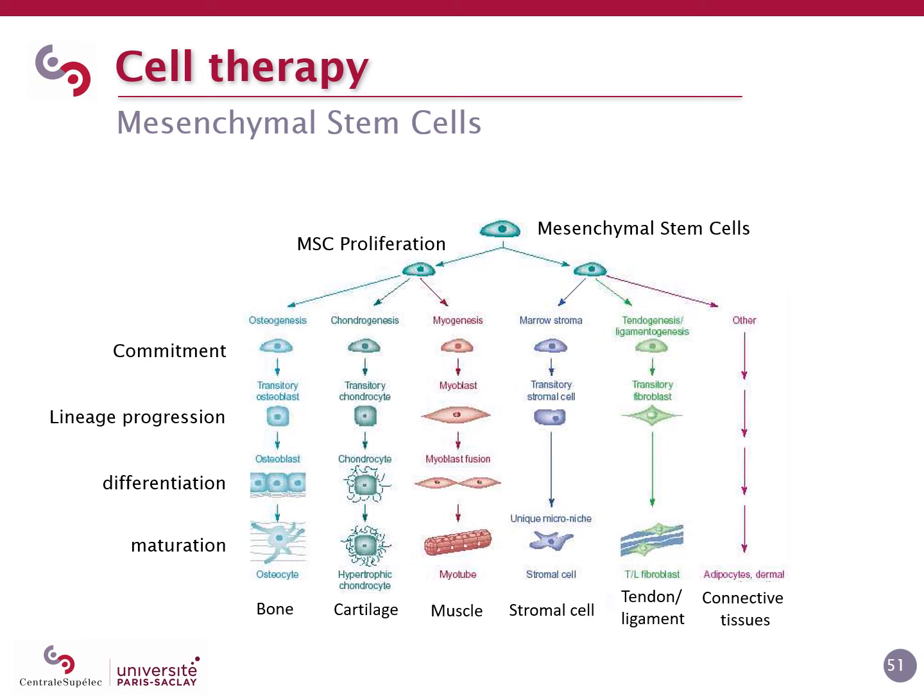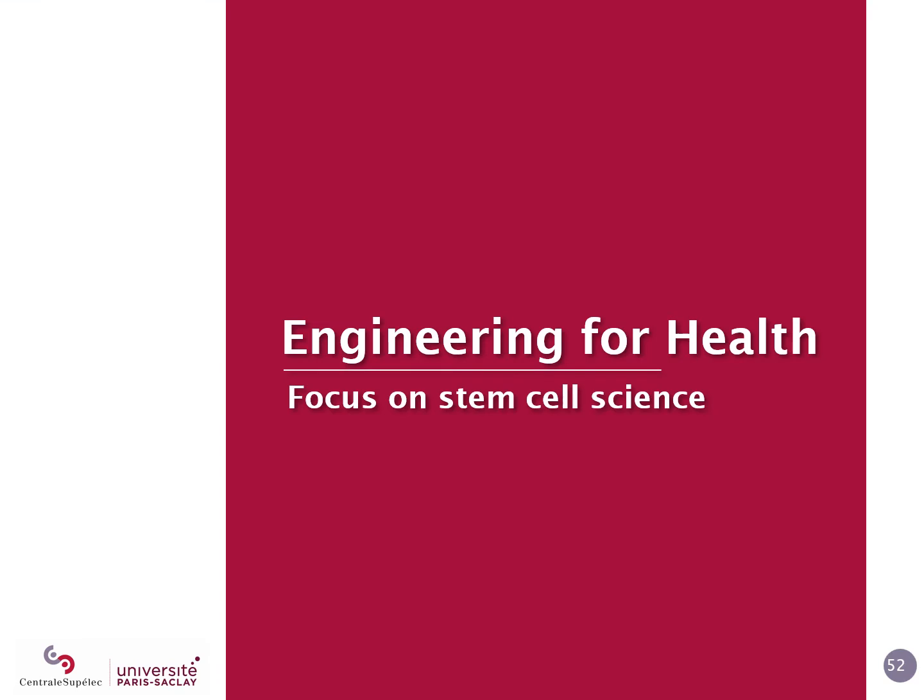Just an example of adult stem cells, mesenchymal stem cells, which depending on the signals they receive can differentiate into bone, cartilage, muscle, stroma cell, ligament and adipocyte or dermal tissue. Today, stem cells are a key player in tissue engineering. That's why I'm going to make a focus on stem cell science.